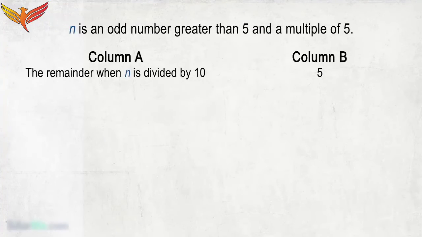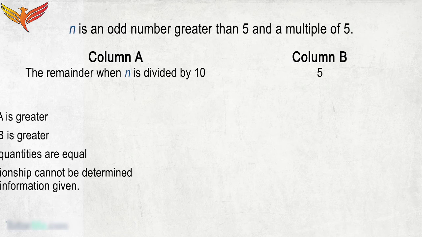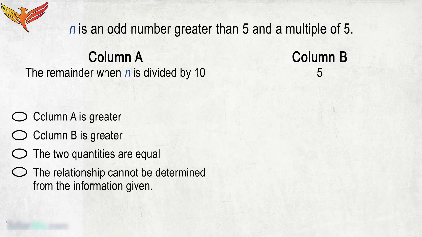Let's look at another problem. N is an odd number greater than 5, and a multiple of 5. Column A is the value of the remainder when n is divided by 10, and column B is 5. What is the relationship between the two columns?